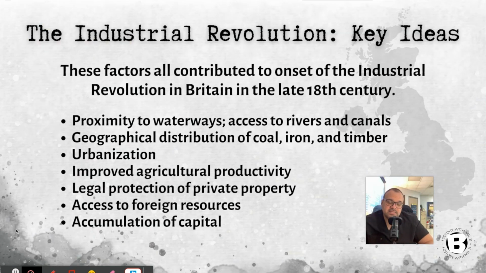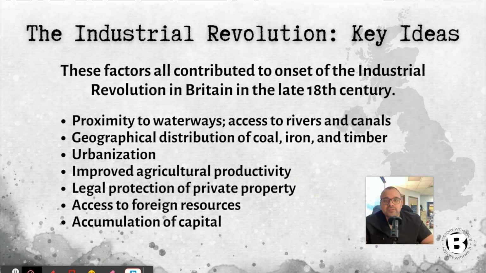So here are the key ideas that you need to keep in mind from the Industrial Revolution. These are all things that contributed to the onset of the Industrial Revolution in Britain from the late 18th century. And again, we're talking about mostly environmental factors and interaction with the environment. So proximity to waterways, how did those contribute to the Industrial Revolution? How did Britain's geography contribute to the Industrial Revolution as well? The production and the use of coal, iron, and timber. How did that lead to urbanization? How did that change the shift from farming communities to cities?